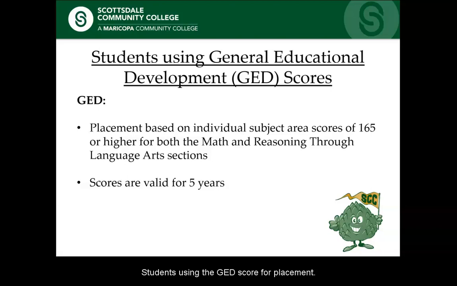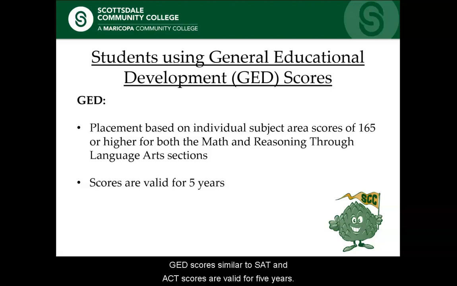Students using a GED score for placement. The final placement measure that is accepted by SCC is the General Educational Development, or GED scores. In order for students to place, they must have a GED score of a 165 or higher in both the math and reasoning through language arts sections. GED scores, similar to SAT and ACT scores, are valid for 5 years.